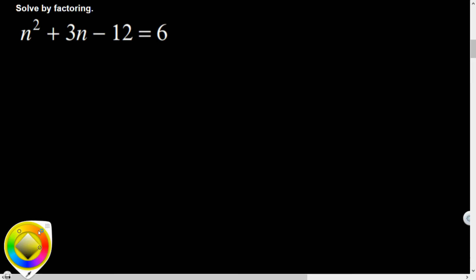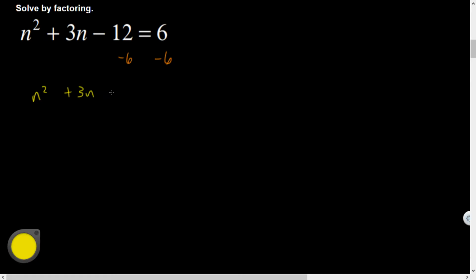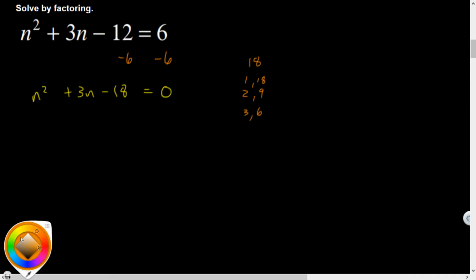So step one, let's set this equal to 0. I've got the suggestion of subtracting 6 from both sides. So I'll have n squared plus 3n, and I set it equal to 0. I like it. Now for the C term, for 18, I'm going to find the factors of 18, and I'm going to look for the ones that subtract to be 3. So which of these subtract to be 3?